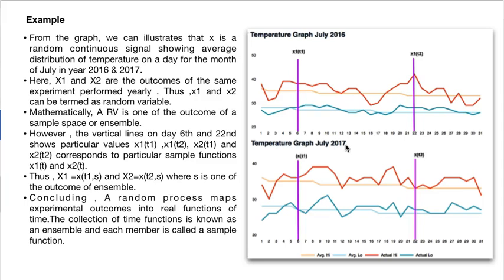Mathematically, a random variable is one of the outcomes of a sample space or ensemble. However, the vertical lines on the 6th and 22nd day show particular values, that is x1(t1) and x2(t2). x2(t1) and x2(t2) correspond to particular sample functions x1(t) and x2(t). Thus, in caps, actually X1 and X2, where S is an outcome of an ensemble. Thus, we can conclude that a random process maps the experimental outcome into real functions of time. The collection of time functions is known as an ensemble, and a member is called a sample function.